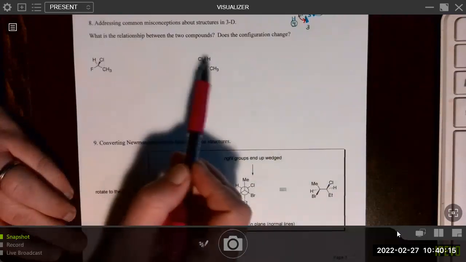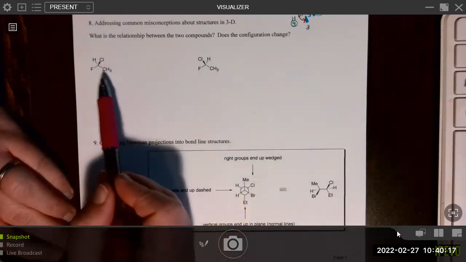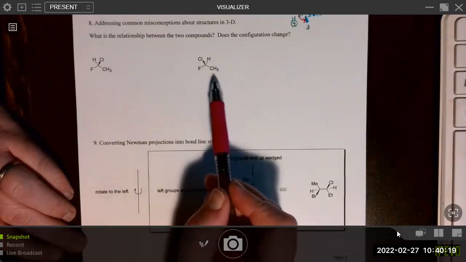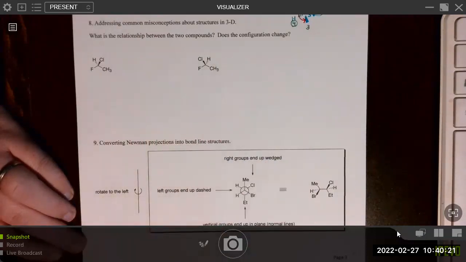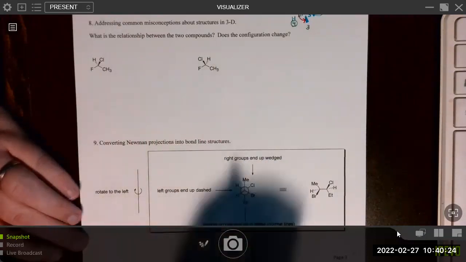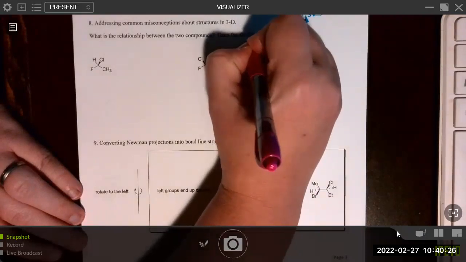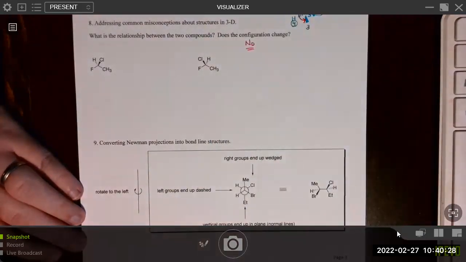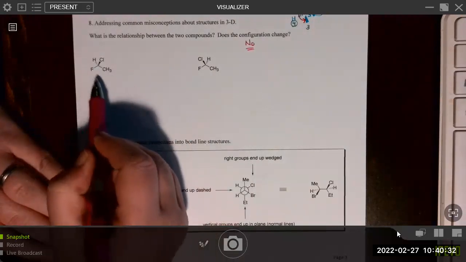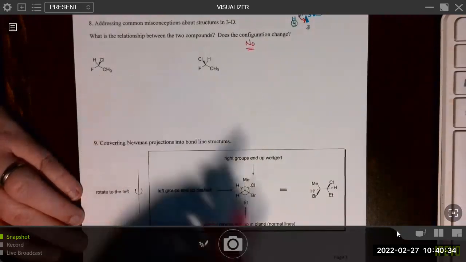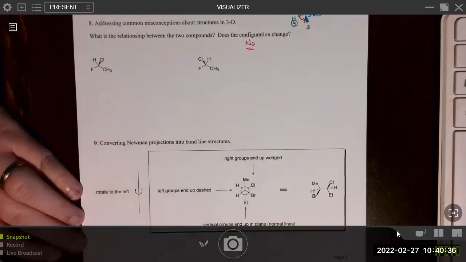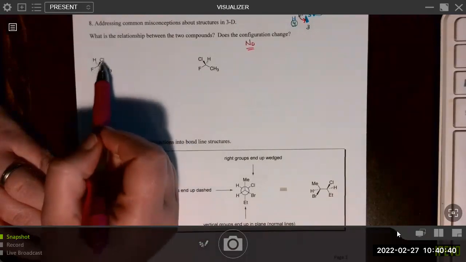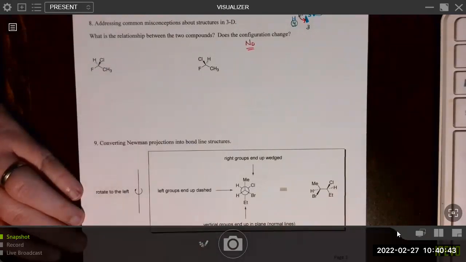So these are really the same thing. And they haven't switched the fluorine and methyl either, right? So the configuration does not change, right? No. But can we prove that to each other, right? We would probably want to figure out if it's R or S and make sure that it's still R or S, right? So let's go ahead and prove that it doesn't actually change it just by which direction you draw the dash or the wedge.